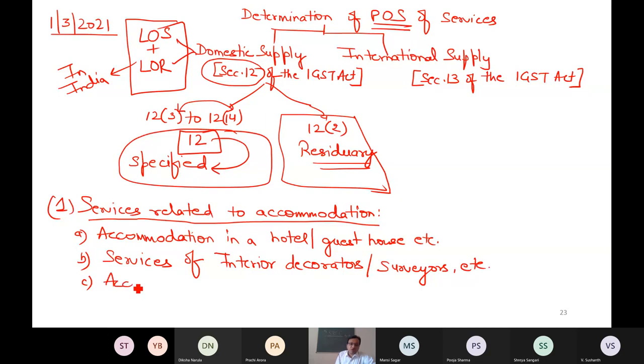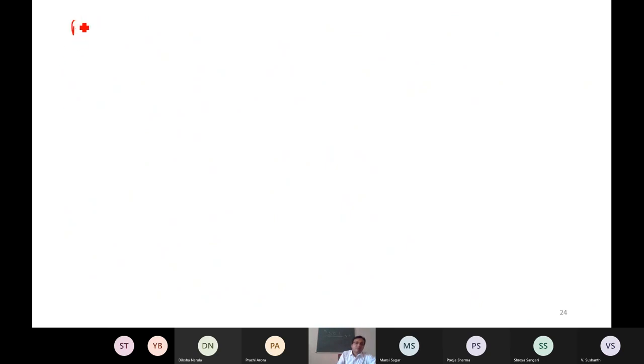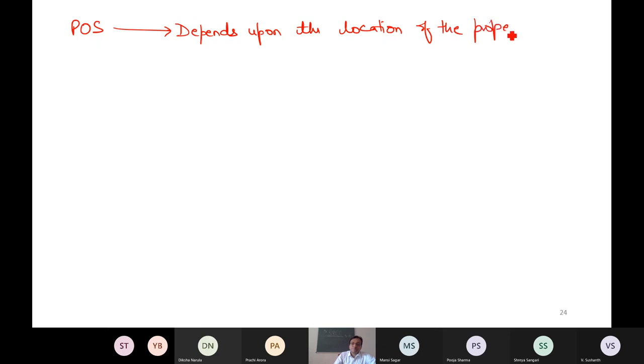Then accommodation in any property for the purpose of marriage, reception, official function, social function, etc. These services are covered. Now, what is the place of supply? That is the main question. What is the place of supply in such services? Your place of supply of services depends upon what? Depends upon the location of the property, vessel, houseboat, whatever is the case, the location matters.